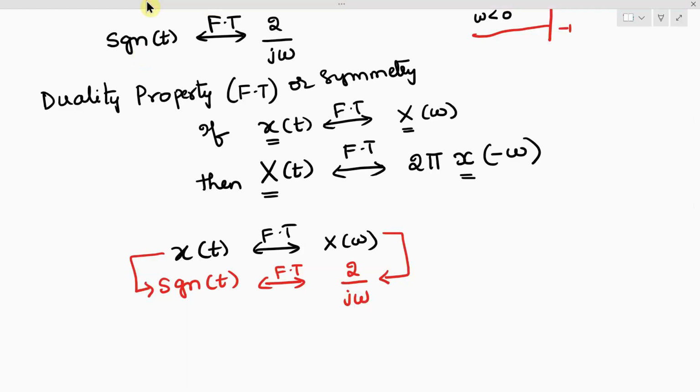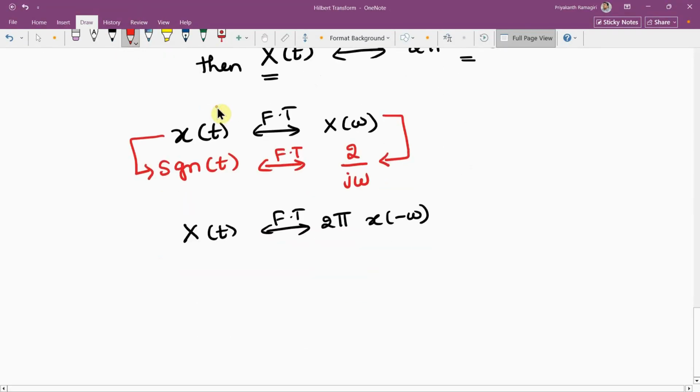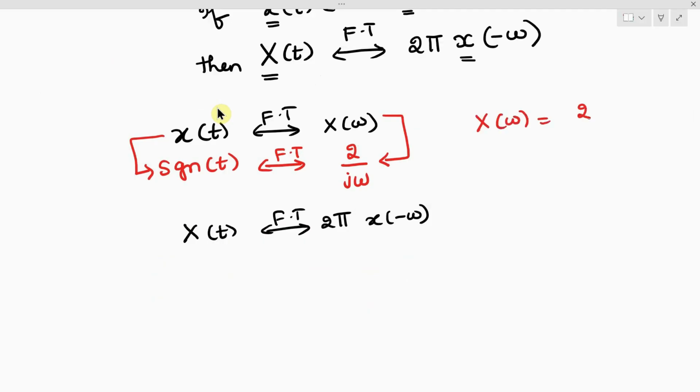Now, can you write capital X of t? If X of omega is 2 by j omega, what is capital X of t? I am asking you what is capital X of t? 2 by jt. That's it. Replace the variable. So this becomes 2 by jt.